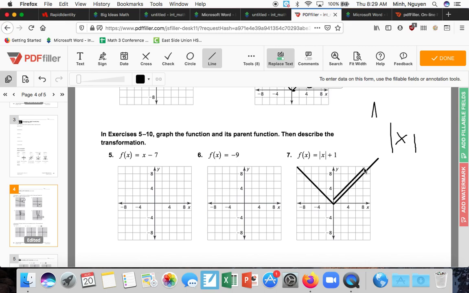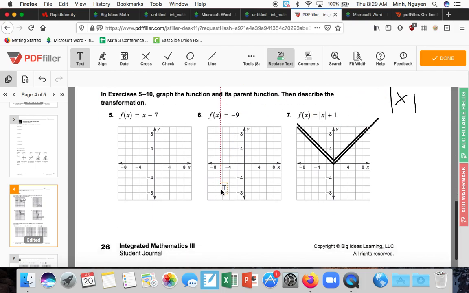Everything else is the same. So it might look like that. And then it might look like just half a box, 1 unit above, right? I know my lines aren't perfectly straight, but you get the point. Describe the transformation. I already said it. It's a vertical translation 1 unit up.